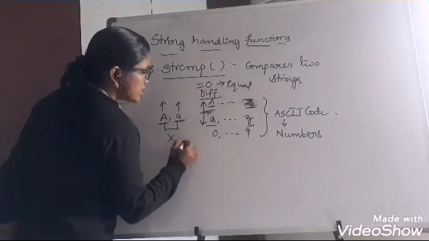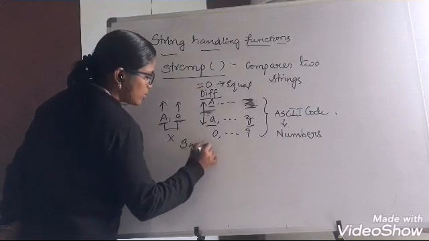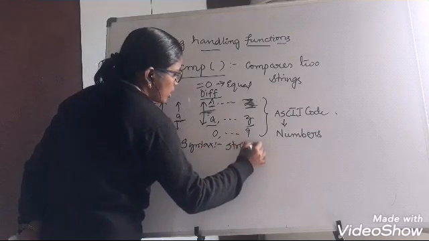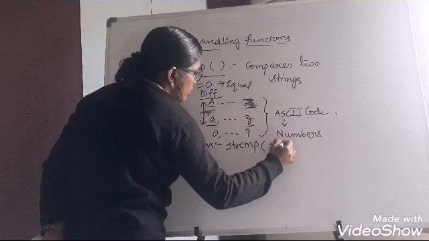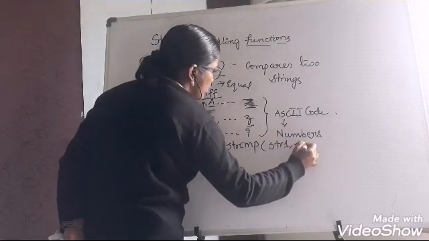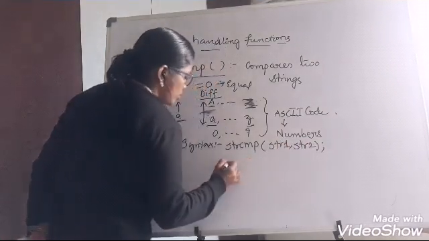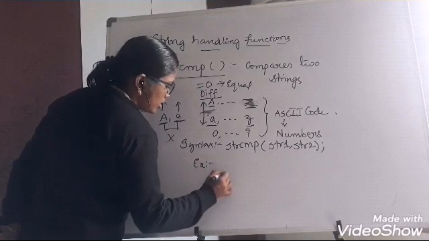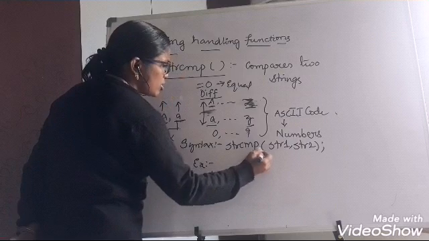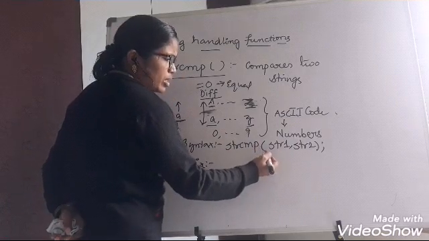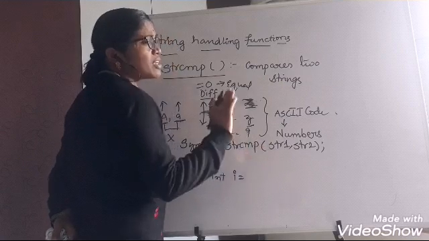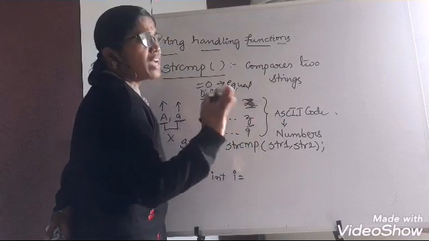Right? So, the syntax for this: string compare of string 1, comma, string 2. Example, integer I, because it also returns 0. If both are equal, it returns 0. If both are not equal, it returns some number. That is the difference of ASCII number.